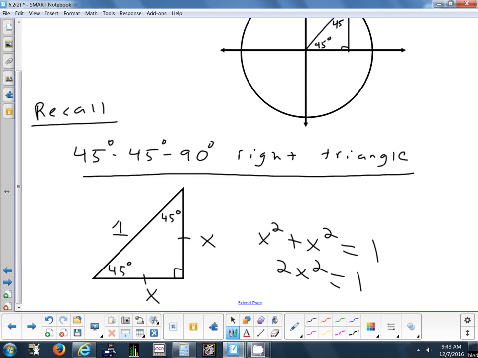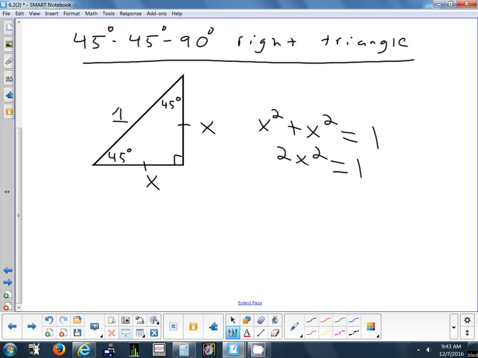Combine your like terms, you get 2x squared equals 1. And now I need to finish solving that for x. Okay, so what's x? Or what's my next step to get x? Yep, divide each side by 2. And my last step, how do you get rid of the square? Take the square root. And how do you square root a fraction?